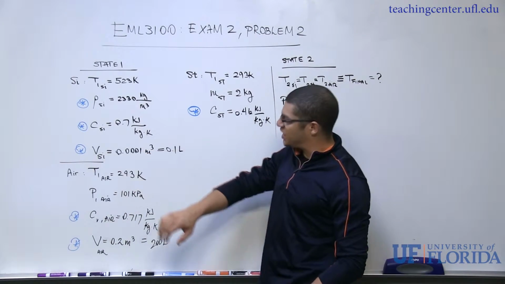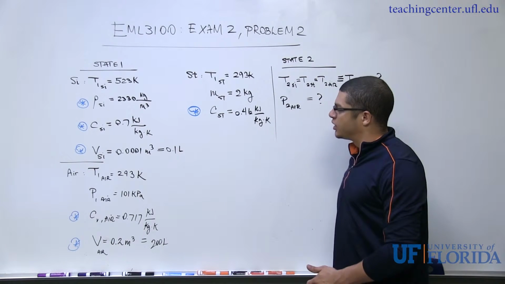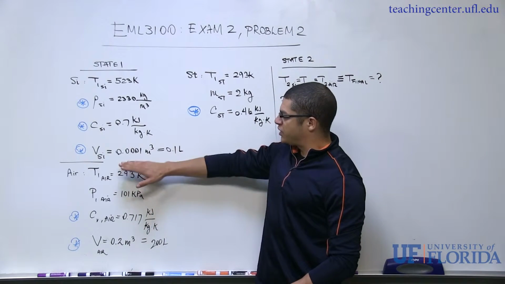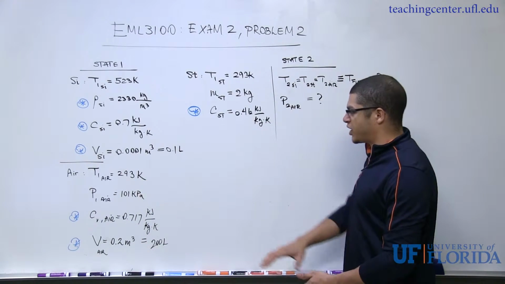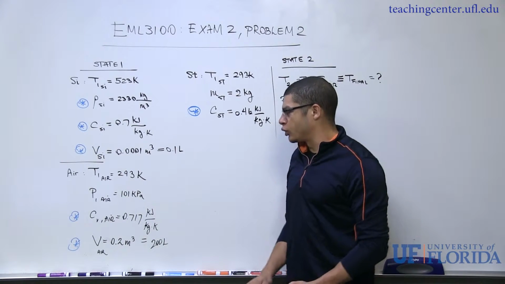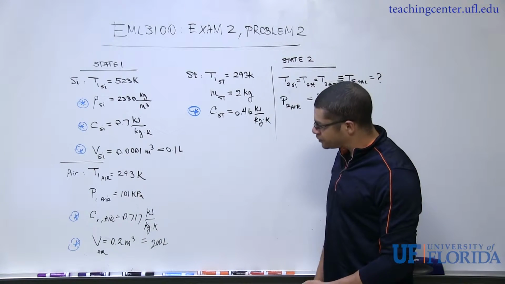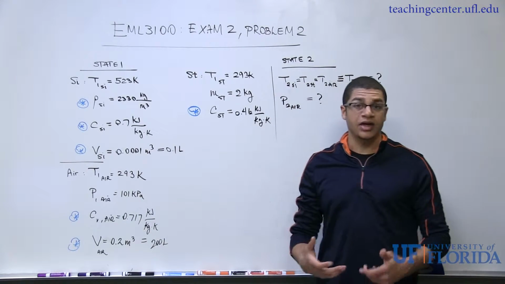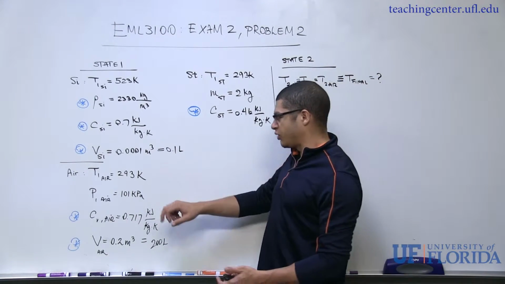The specific heat capacity of silicon is listed as 0.7 kilojoules per kilogram Kelvin. And the volume of the silicon wafer is given as 0.1 liters, or 1 times 10 to the minus 4 cubic meters. For air, its initial temperature is ambient at 20 degrees centigrade, or 293 Kelvin.